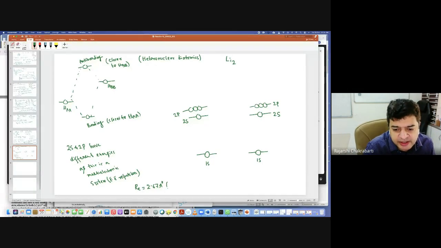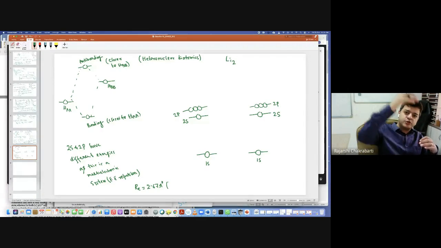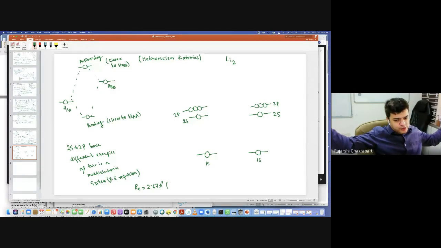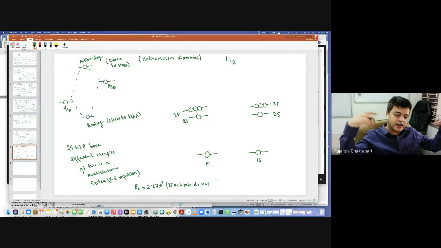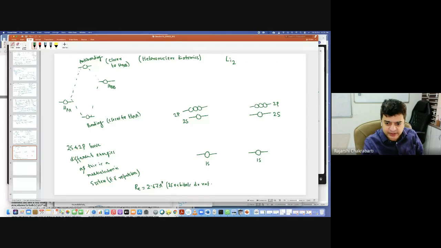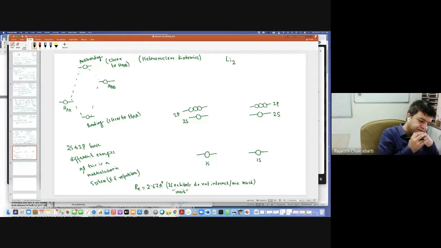So as a result, I can say that s orbitals are quite inside, no? For an atom, you have 1s, then 2s, then 2p, like this, isn't it? 1s is quite interior. So if the bond length is quite large, 2.67 angstrom, the 1s orbital from one lithium and the 1s orbital from the other lithium do not interact much. So I can say they are kind of inert.